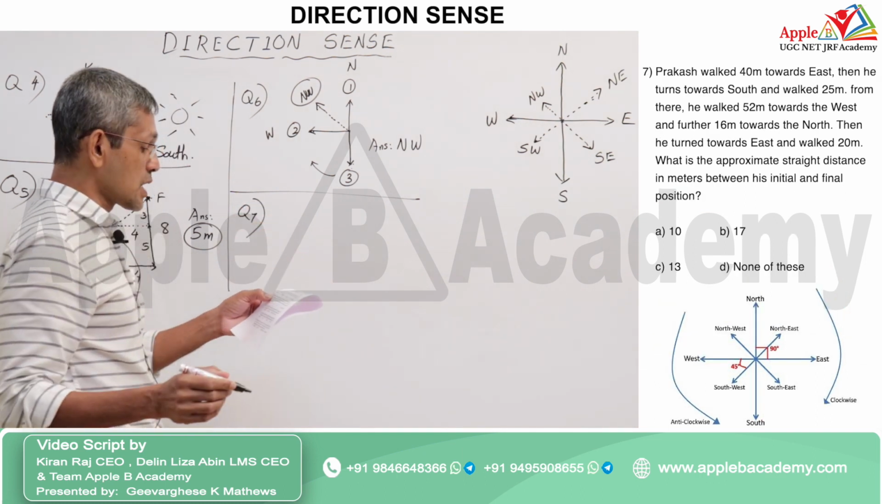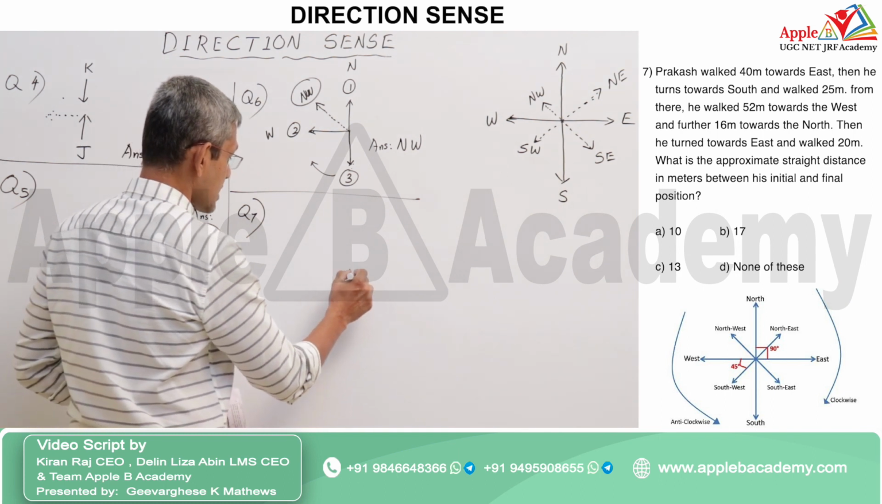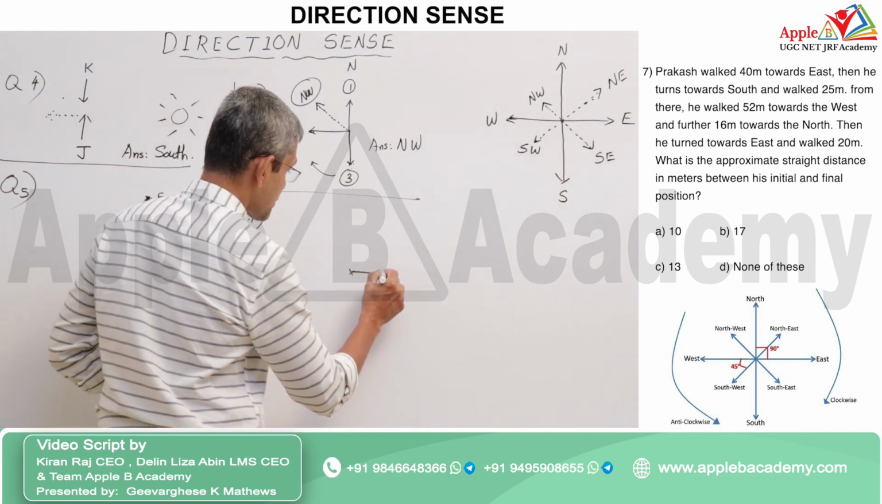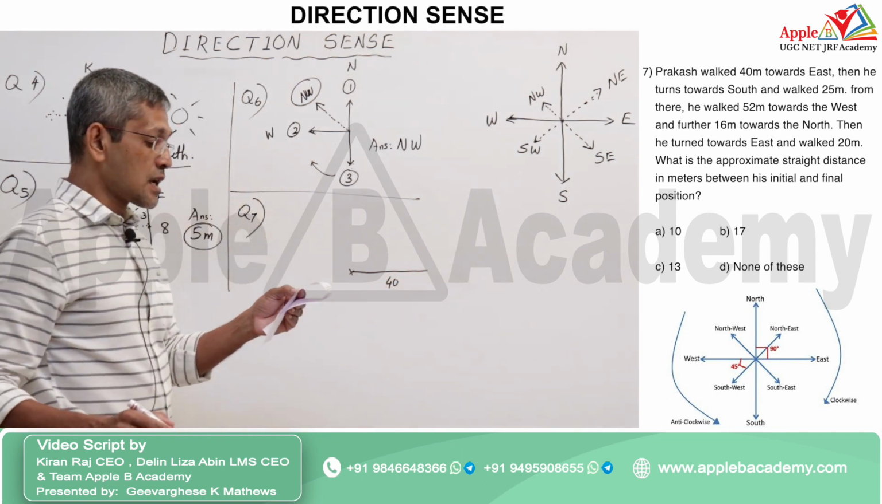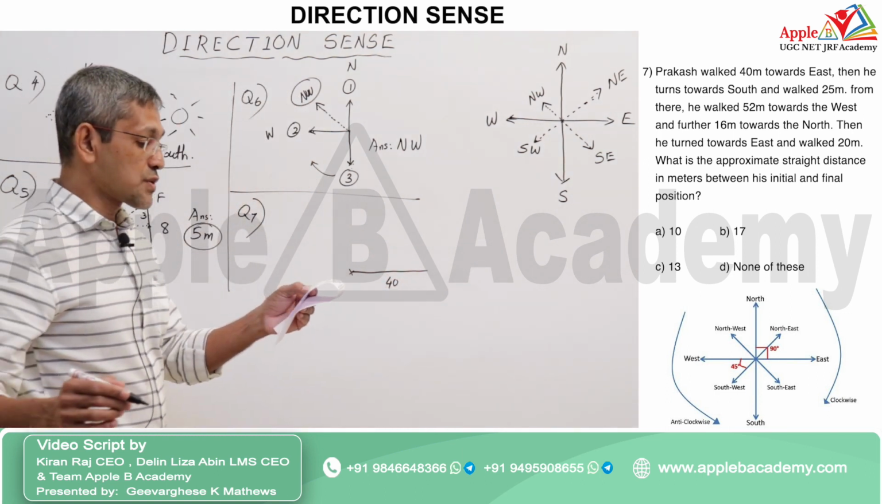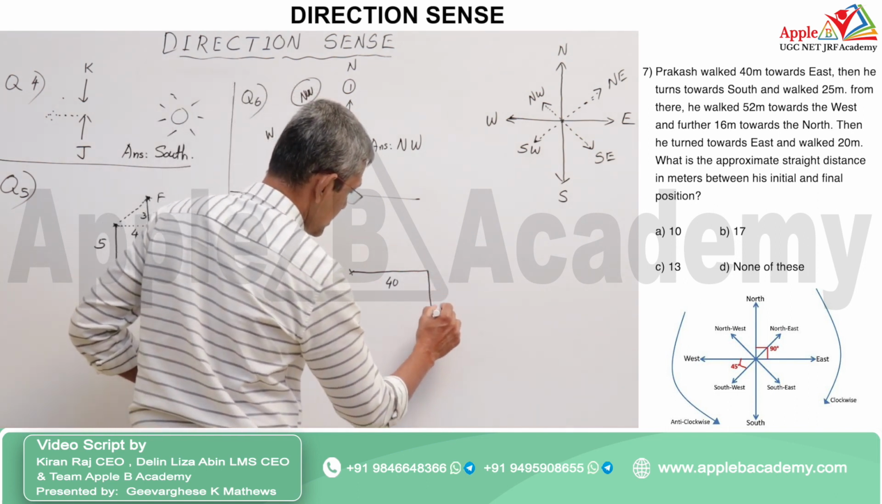So this is what I do. Prakash walked 40 meters towards east. So this is the starting point, wherever it is. Starting point, 40 meters towards east. So this is 40 meters. From there, what happens? Then he turns towards south and walks 25 meters. So from here, he goes south, 25 meters.